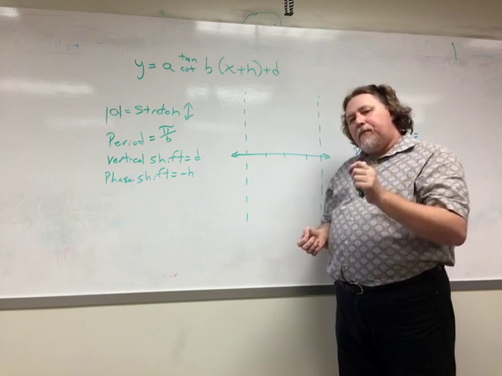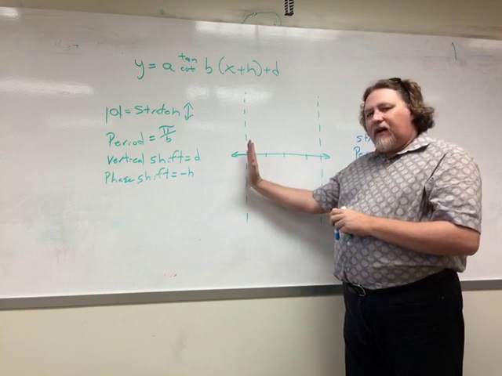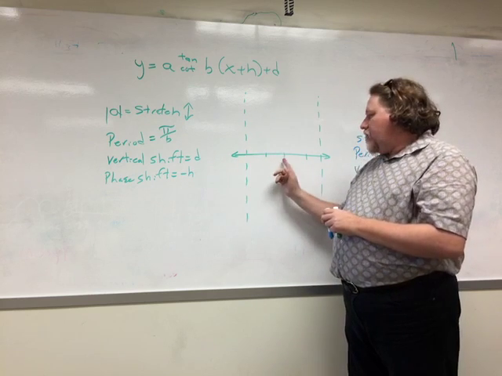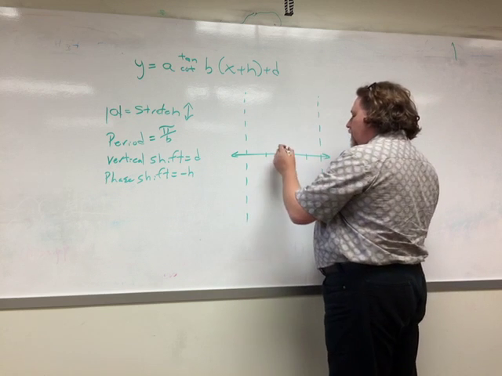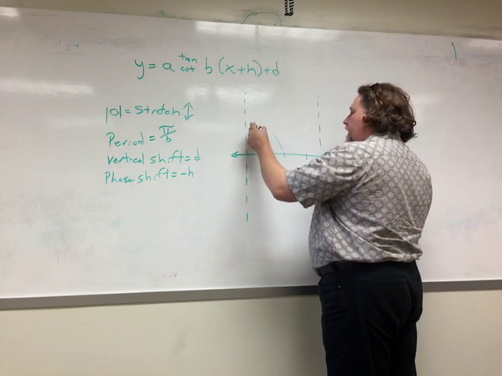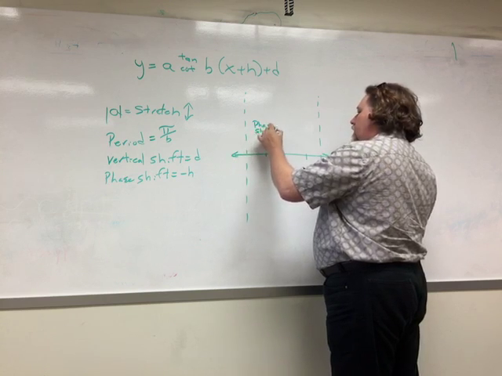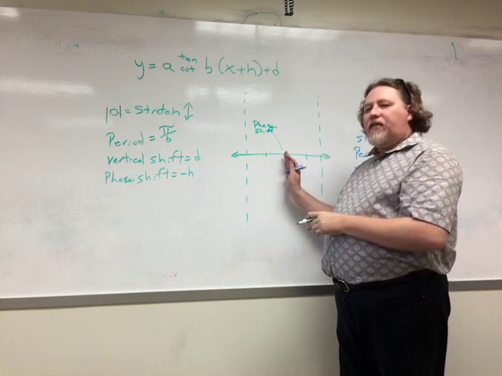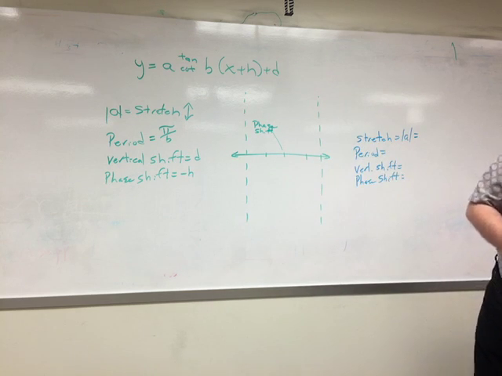But here's the big difference. The phase shift is not on the left. The phase shift is in the middle. Make a careful note of that. That tricks people all the time. The phase shift on tangent is in the middle. So let's take a look at an example. Let's start with a simple one.